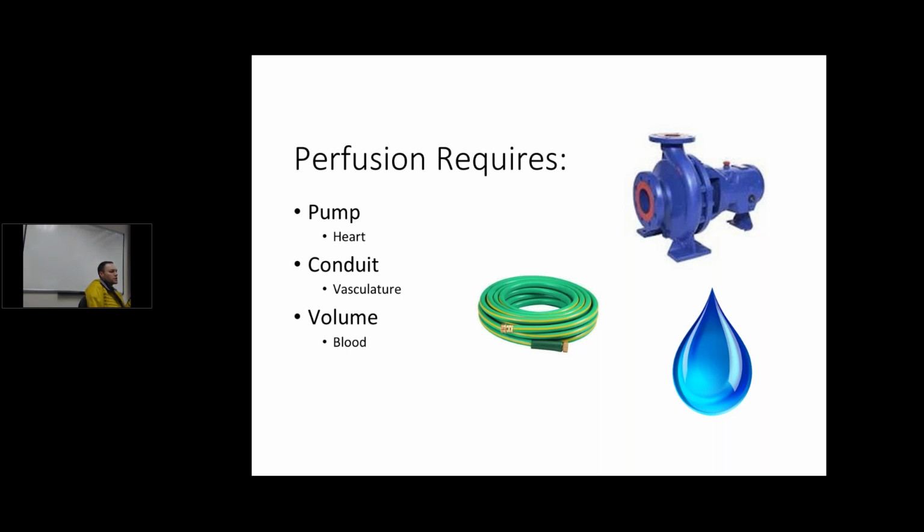So perfusion requires three things. It requires the pump, it requires the conduit, which is your vessels, your vasculature, and then it requires the volume, the liquid. In order to have adequate perfusion, all of those need to be working well. If one goes down, the others try to compensate, right? So if you don't have enough volume, what happens to your vasculature and your pump? Yeah, you have constriction, your heart rate goes up.